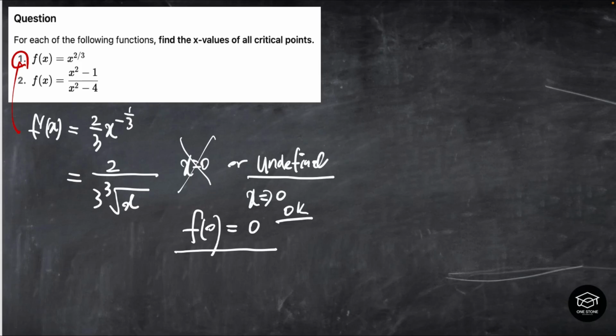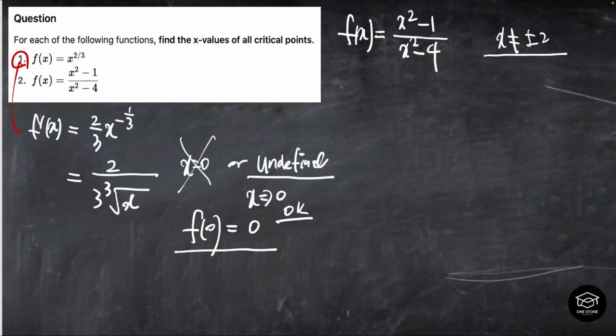Now let's move to the second function. We have f of x equals the quantity x squared minus 1 over the quantity x squared minus 4. Before differentiating, we check the domain. The denominator, x squared minus 4, equals 0 when x equals 2 or negative 2. So the function is not defined at x equals 2 or negative 2. We'll keep that in mind.